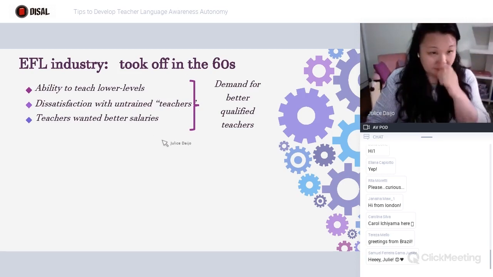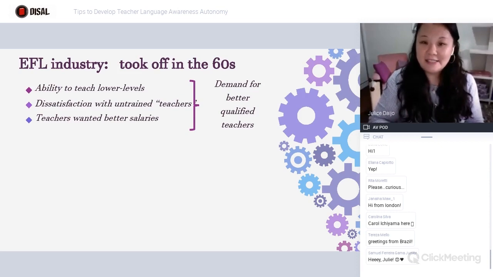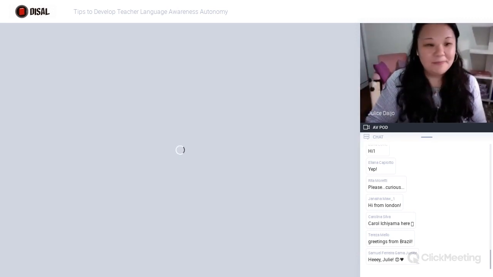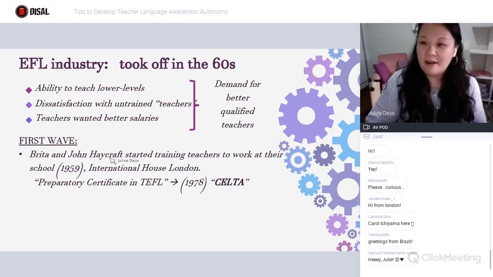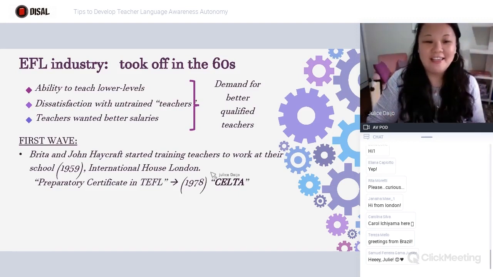But in the 60s, there was a great demand for teachers who could teach lower levels. Also, a number of students started to be dissatisfied with untrained teachers. And on the other hand, teachers wanted better salaries. So in the 60s, all this language awareness started to boom. And there were these 2 icons, Britta and John Haycraft. They were technically the first ones that officially started training teachers to deliver more effective lessons.